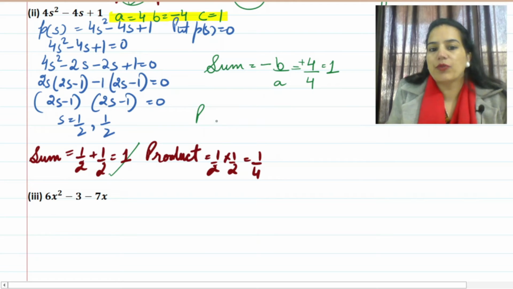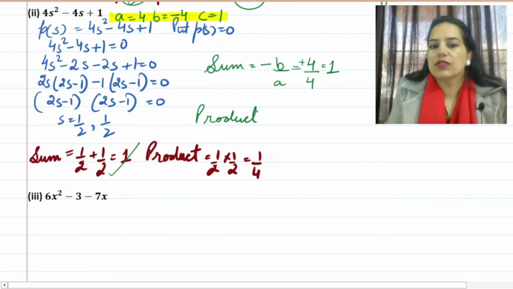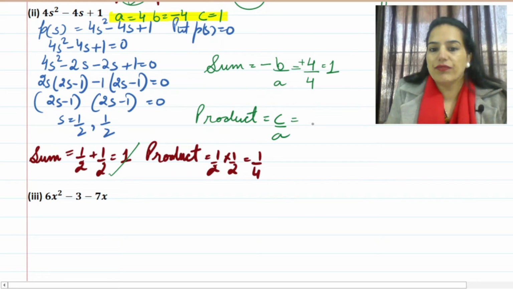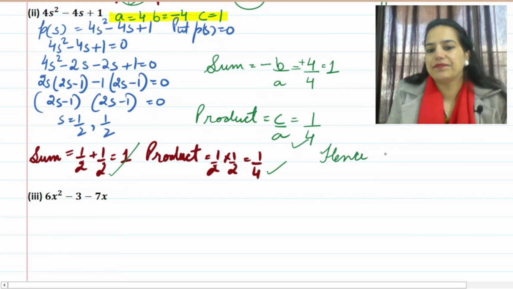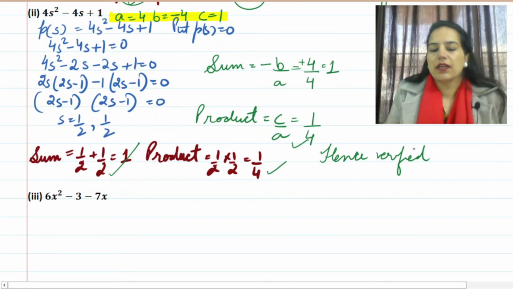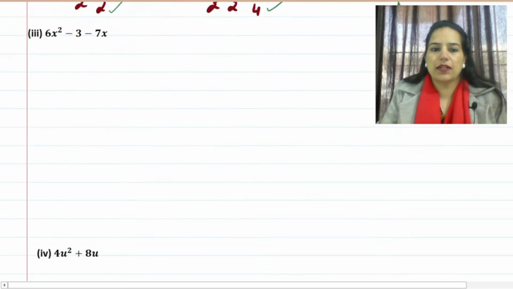Then let's find the product. Product will be equals to c by a as per the relationship. What is c? 1. What is a? 4. This is also equal, hence verified. Right? Let's move on to the third part now.